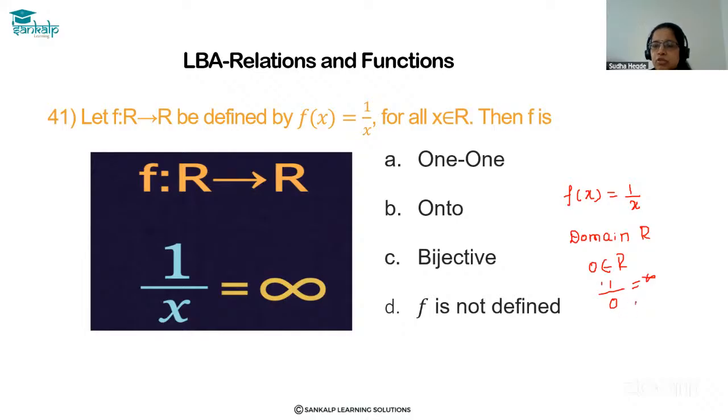Therefore, at x is equal to 0, f of x is equal to 1 by x, that is 1 by 0, it is infinity. So, at x is equal to 0, the function is not defined. So, option D, f is not defined, is the correct option.